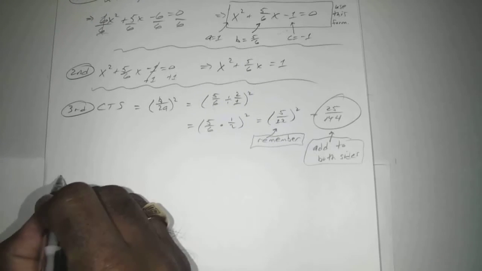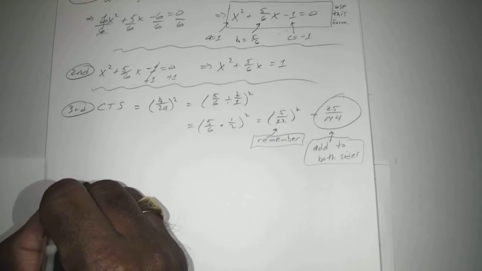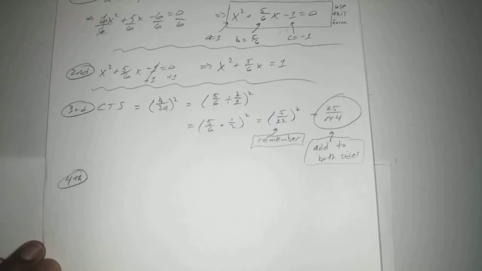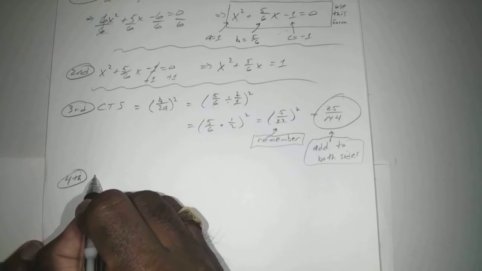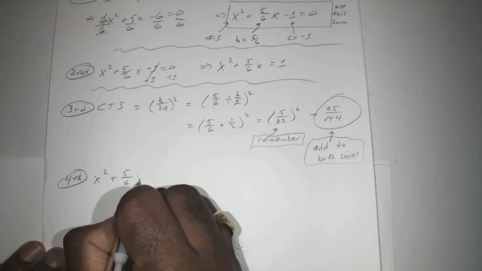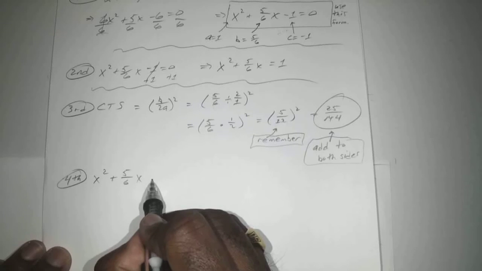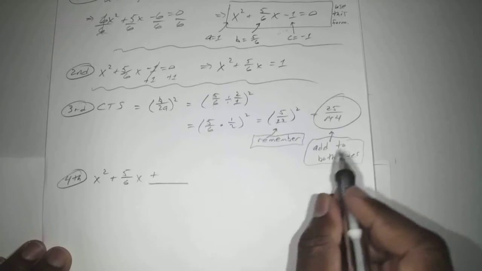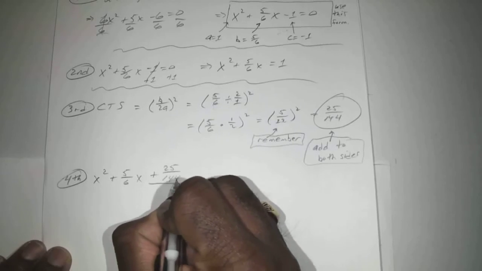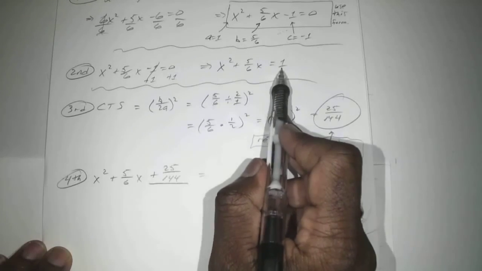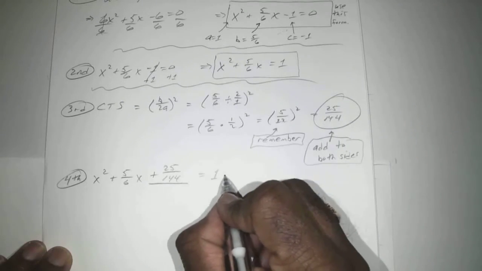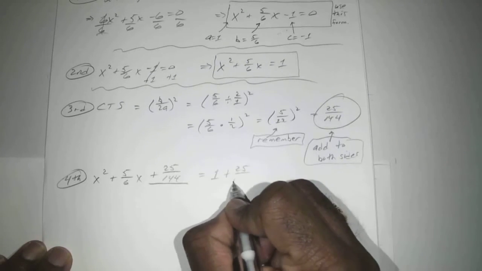All right, so that means for our fourth step, you have x squared plus 5 over 6x plus 25 over 144 equals 1, and that's the one over here, plus 25 over 144.